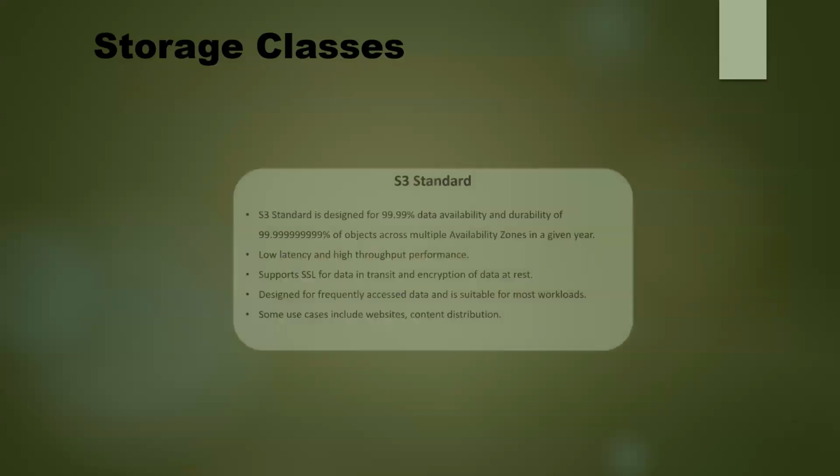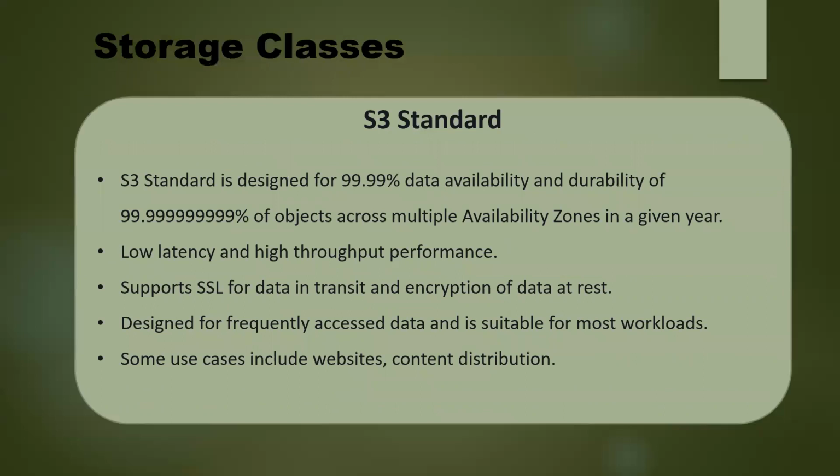Now let's look at the storage classes. The first one is S3 Standard. S3 Standard provides 99.99% of availability and 11 nines of durability to the objects which are stored across multiple availability zones. This is the default storage class, which is suitable for most workloads and supports encryption of data in transit and at rest as well. This storage class provides you with low latency and high throughput performance. It can be used to host a static website as well.